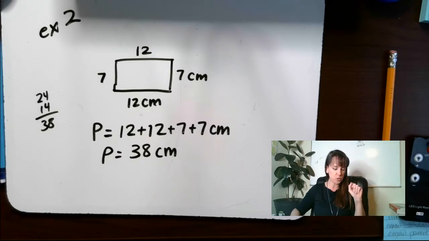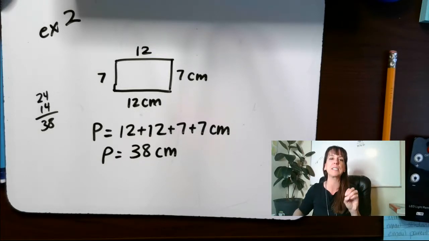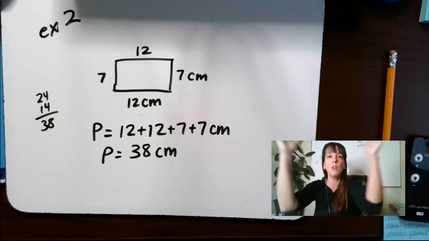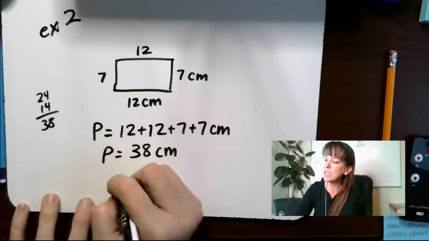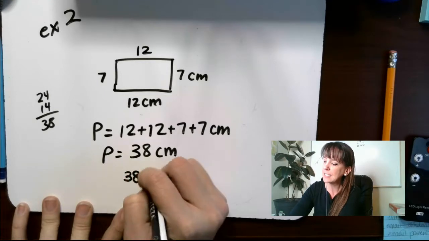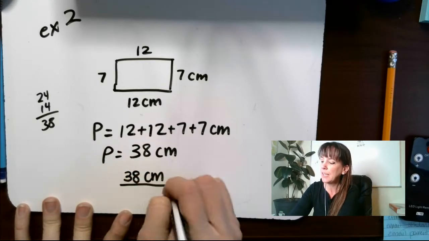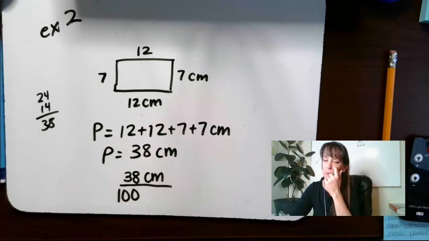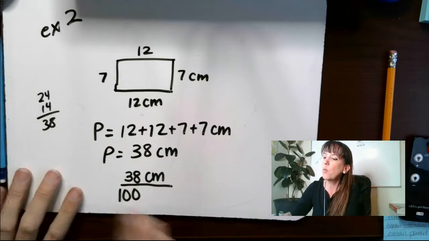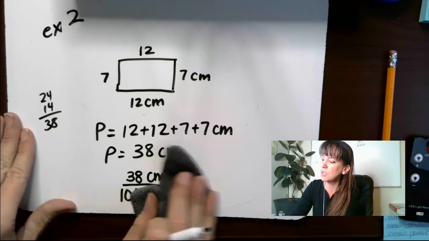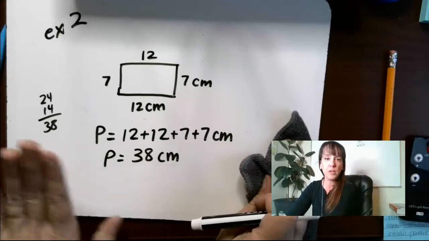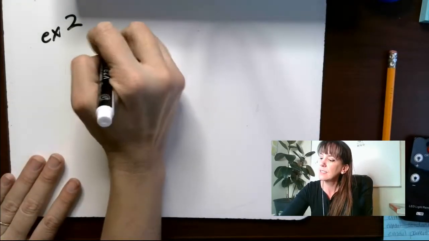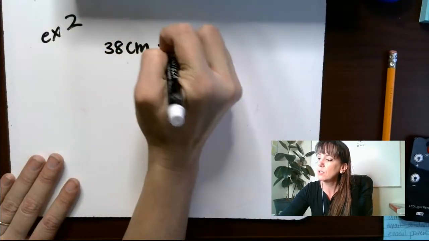But the question says, find the perimeter of this rectangle in meters. Remember, when we're going from small to large, we have to divide. So we're going to take 38 centimeters, and we're going to divide that by how many centimeters are in a meter? 100, okay? Make sure you have all this written down. What I want you to write down is 38 centimeters to meters.